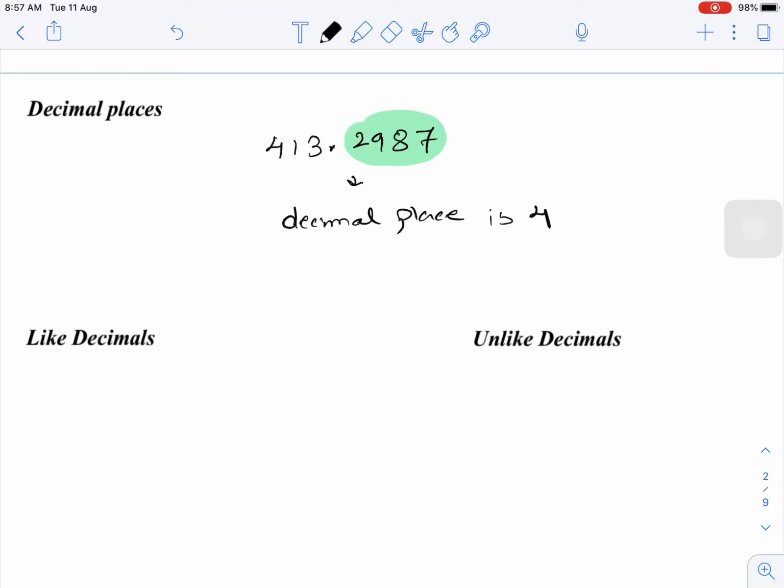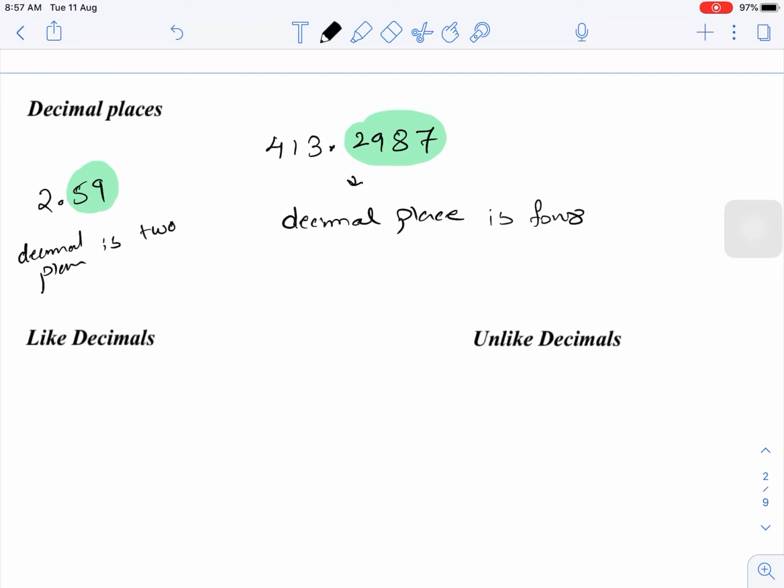Let us consider another example. Suppose you have a number 2.59. To the right of decimal, how many digits are there? There are only 2 digits, so we will say that the decimal place is 2. Let us write this one also in terms of spelling. So is it clear? Now I think it must be clear to you what decimal places are.